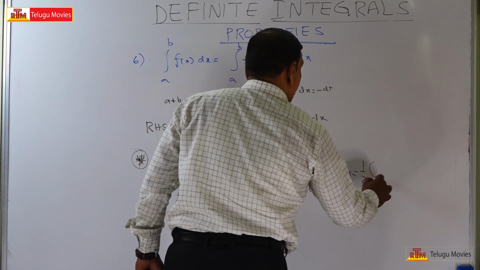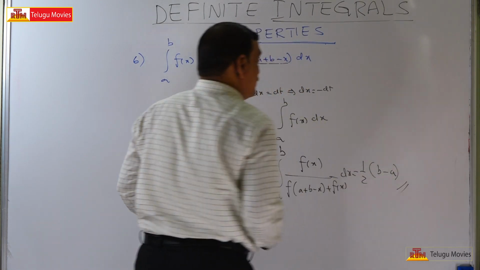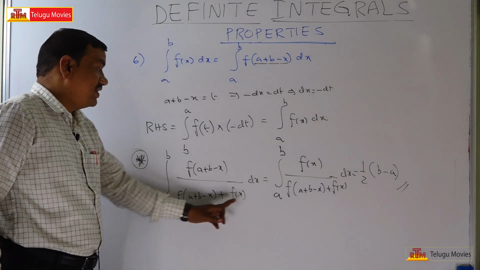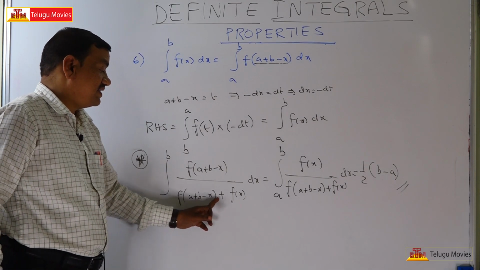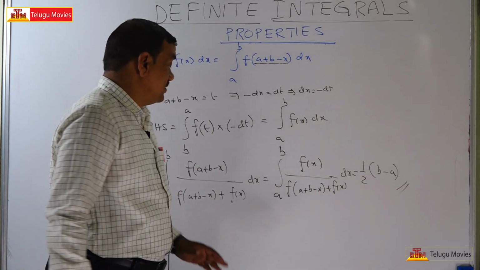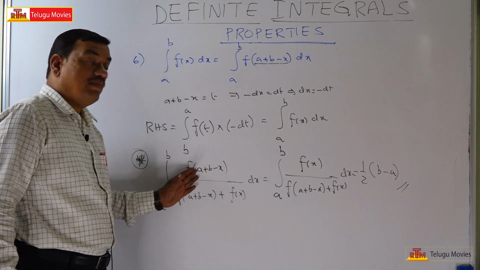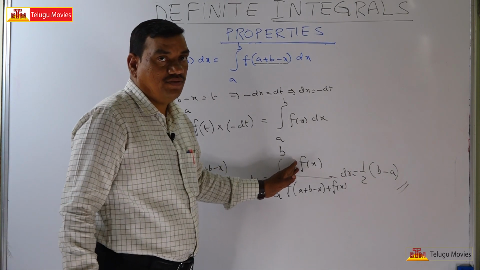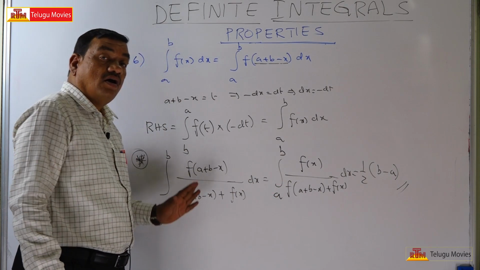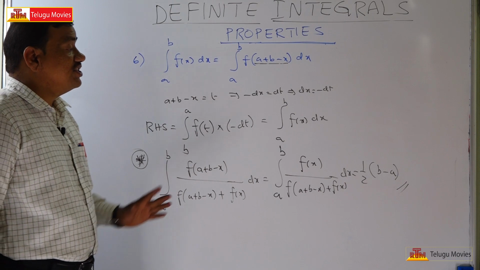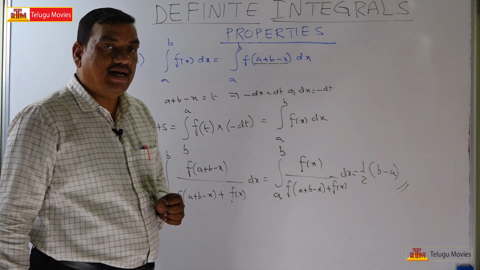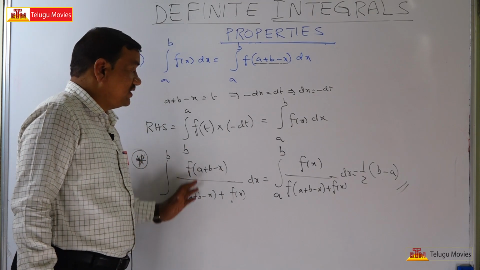This is equal to 1 by 2 (b minus a). So this is one of the very important deductions. Here the denominator is the same, f(a plus b minus x) plus f(x). Here also f(a plus b minus x), f(x). Therefore, here the numerator is f(a plus b minus x), and here f(x) is there. Now if you add, both the integrals are the same and it is equal to 1 by 2 (b minus a). So you can get problems from these properties.